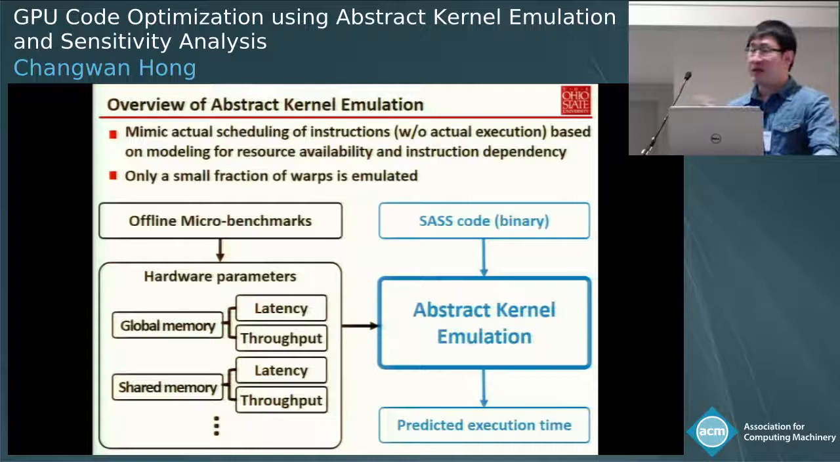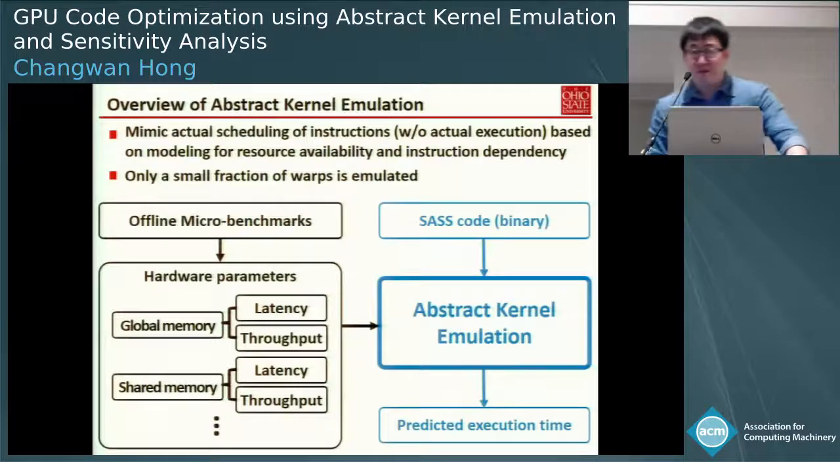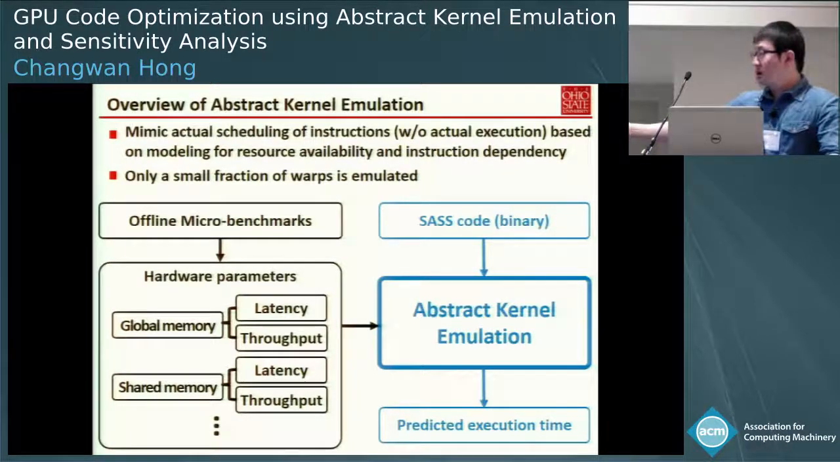So as you can see, once latency and throughput of each resource are obtained by offline microbenchmarks for a target platform, then abstract kernel emulation can predict execution time by analyzing the binary.